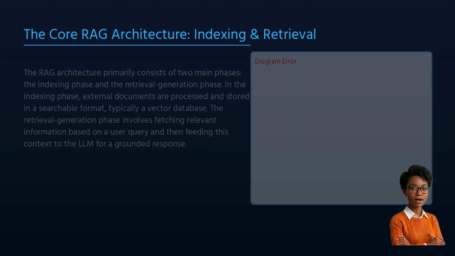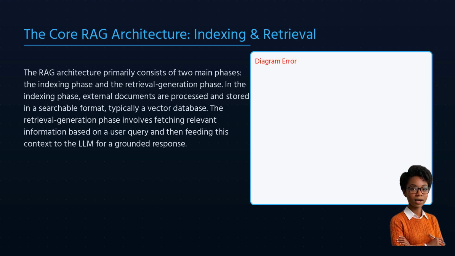Let's look at the foundational architecture of RAG. It operates in two major stages. First, we have the indexing phase, where all your external data, documents, databases, web content, is transformed. This data is chunked into smaller, manageable pieces, and then each chunk is converted into a numerical representation called an embedding using an embedding model. These embeddings are then stored in a specialized database, often a vector store, which is optimized for similarity searches. This entire process prepares your knowledge base for rapid retrieval.